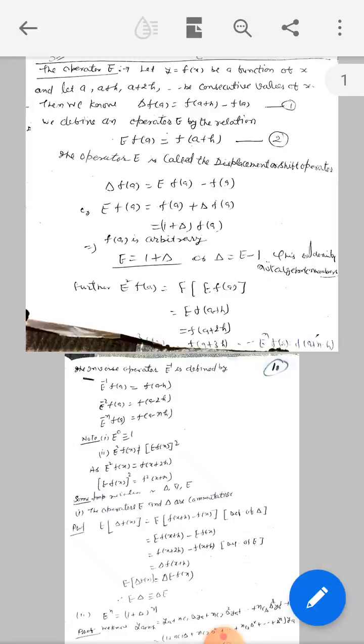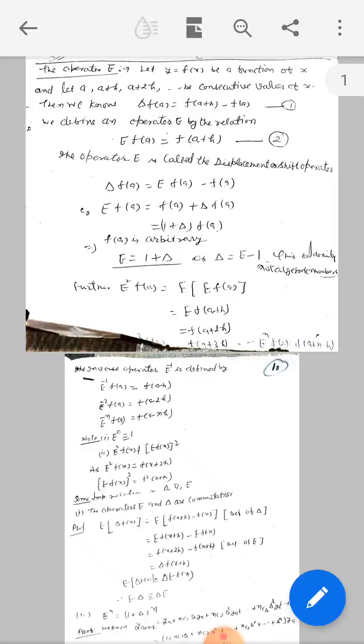Then we know that the forward difference of f(a) is equal to f(a + h) minus f(a). This is our equation number 1. Then we define an operator E by the relation E f(a) = f(a + h), and this operator E is called the displacement or shift operator.